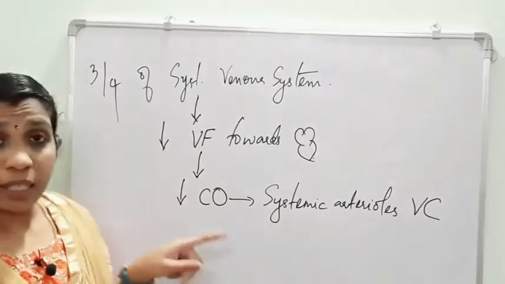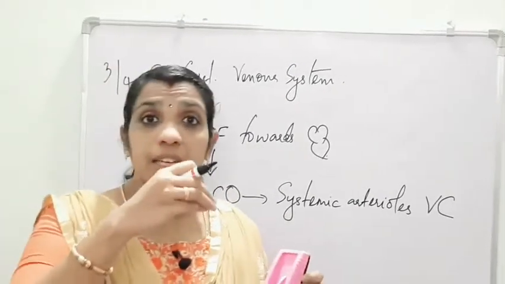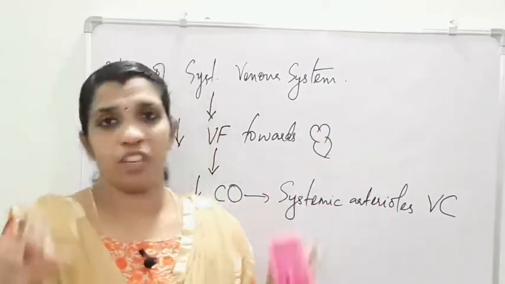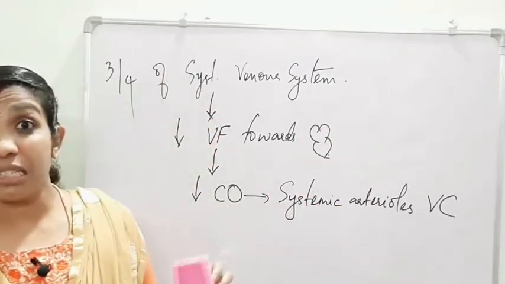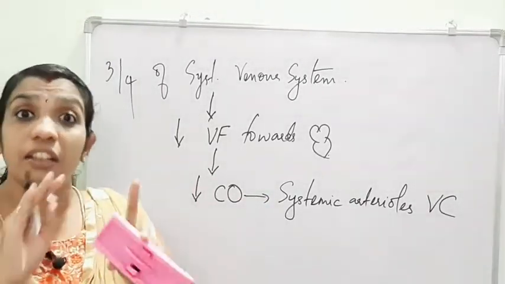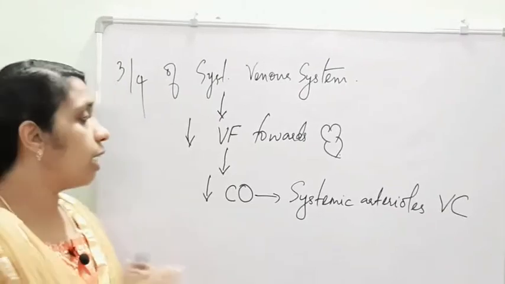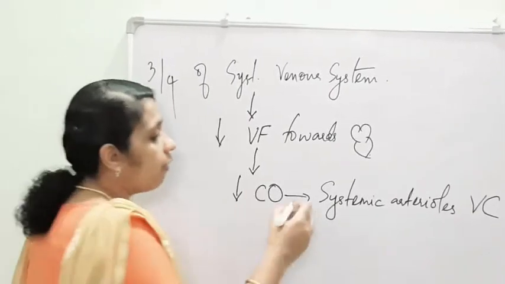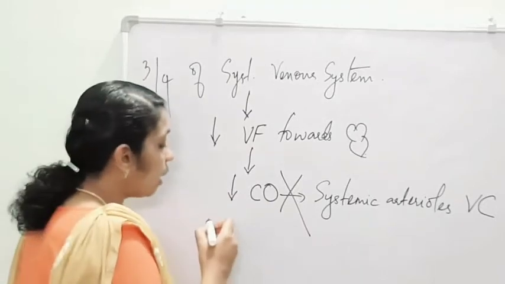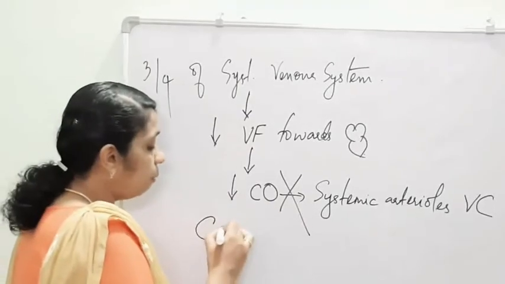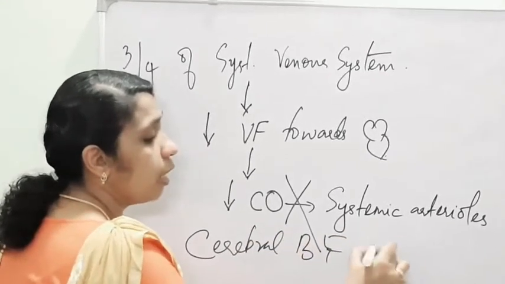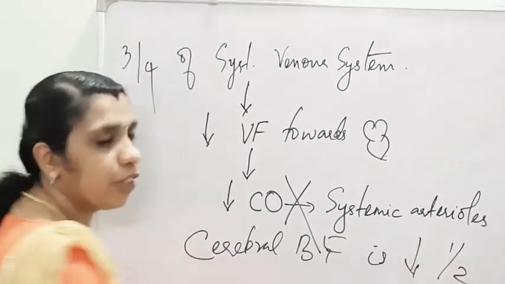But we already discussed the mechanisms which help in increased venous return, which prevent venous pooling. So when there is any defect in the venous return, the cerebral blood flow is reduced to half. Understand?